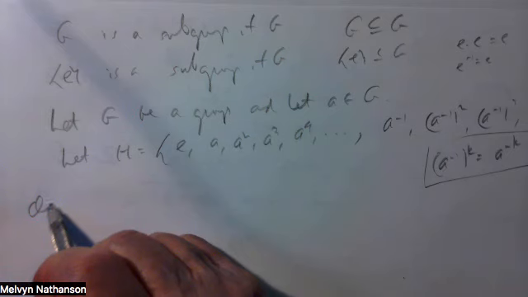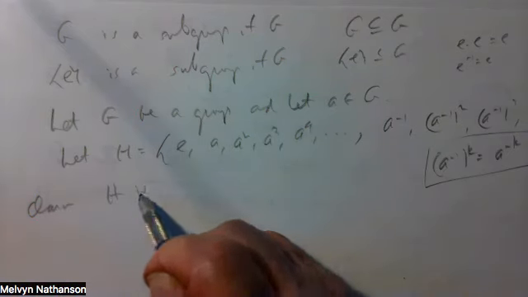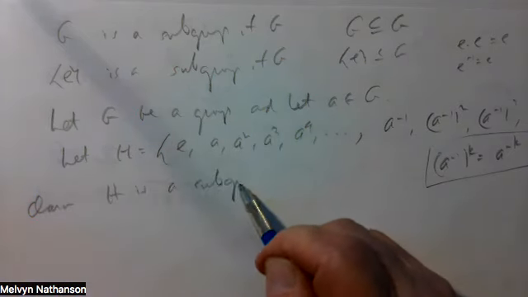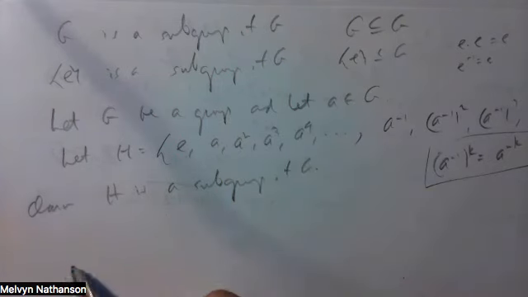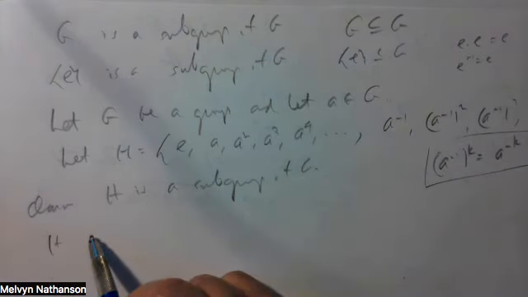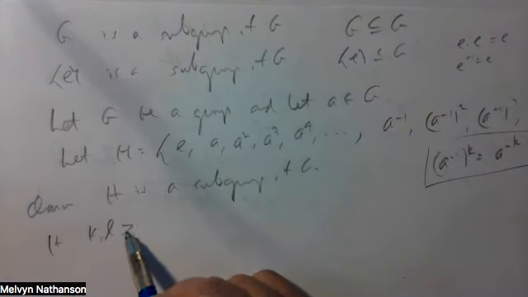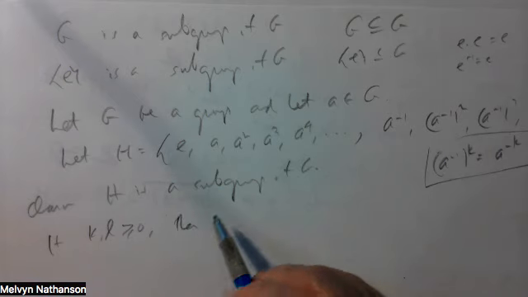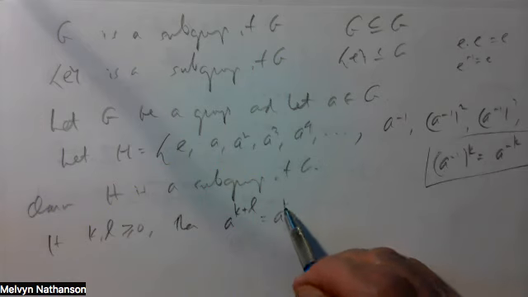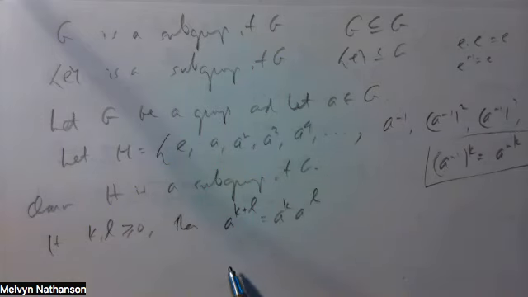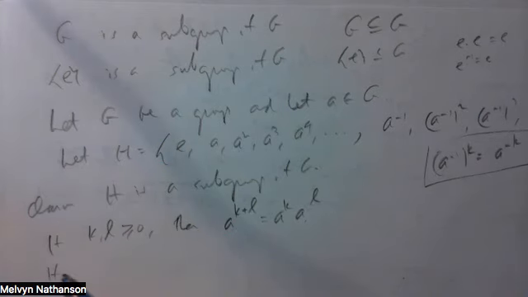And I claim H is a subgroup of G. And the reason is simply that, for example, if K and L are non-negative integers, then A to the K plus L is just A to the K times A to the L, the rules of exponents. You multiply A by itself K times and then another L times. That's the same as multiplying A by itself K plus L times.